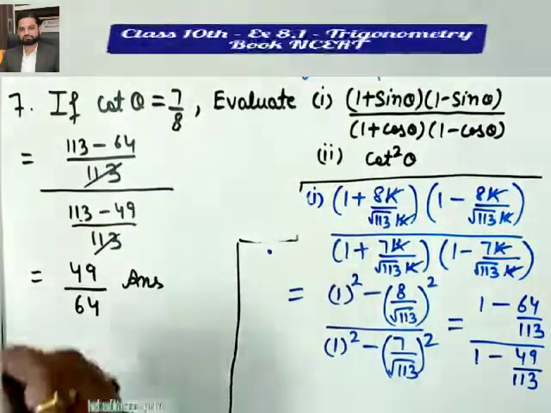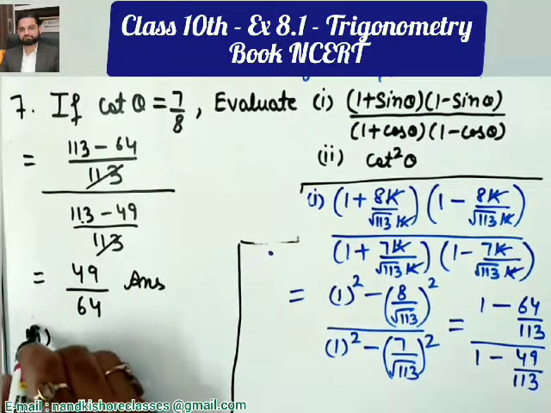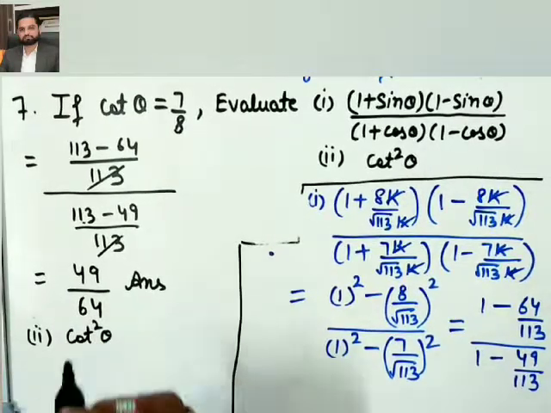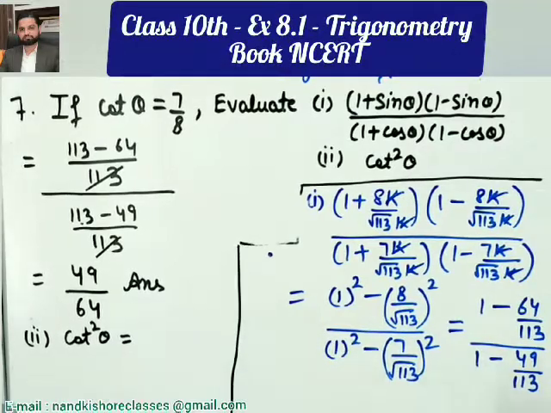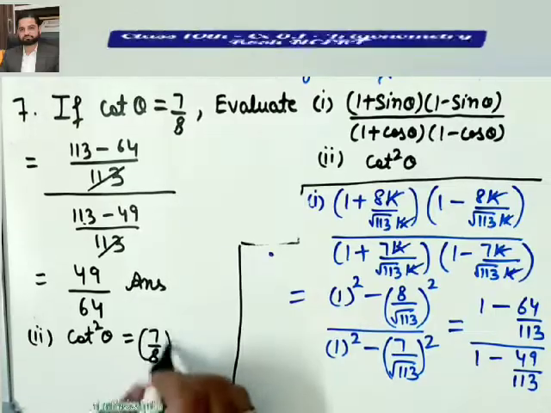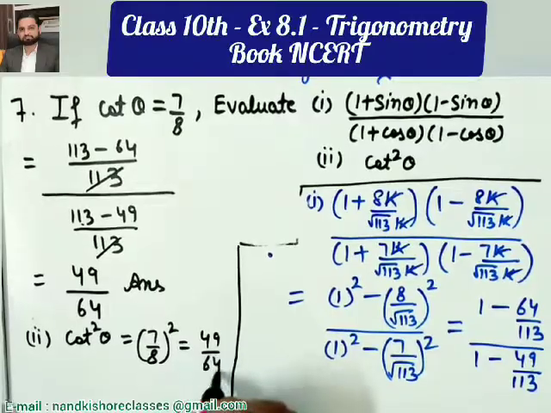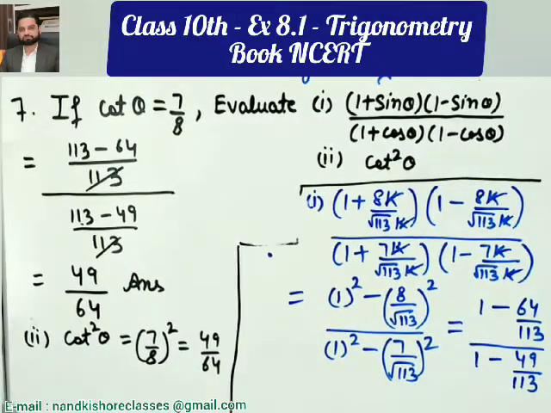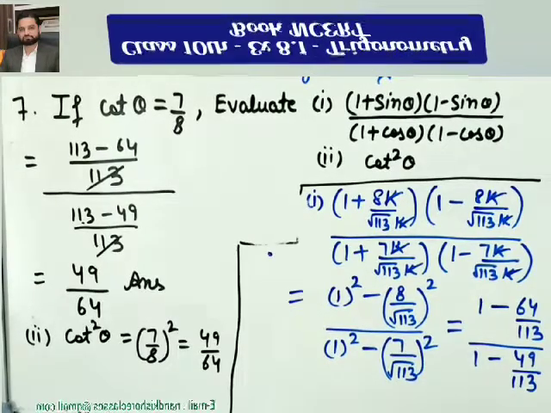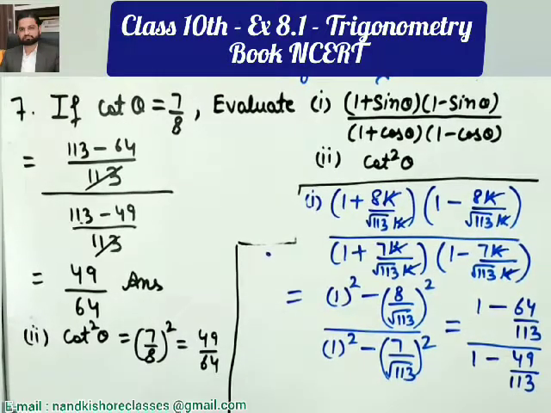So it's very easy. And the second part is cot square theta. We need not do any kind of calculation because cot theta is already given as 7 by 8. What I need to do is just write (7 by 8) square and its answer will be 49 by 64. I hope you are clear with both parts of the 7th question. Now 8th question and 9th question both have the same kind of concepts. Please try them at home.